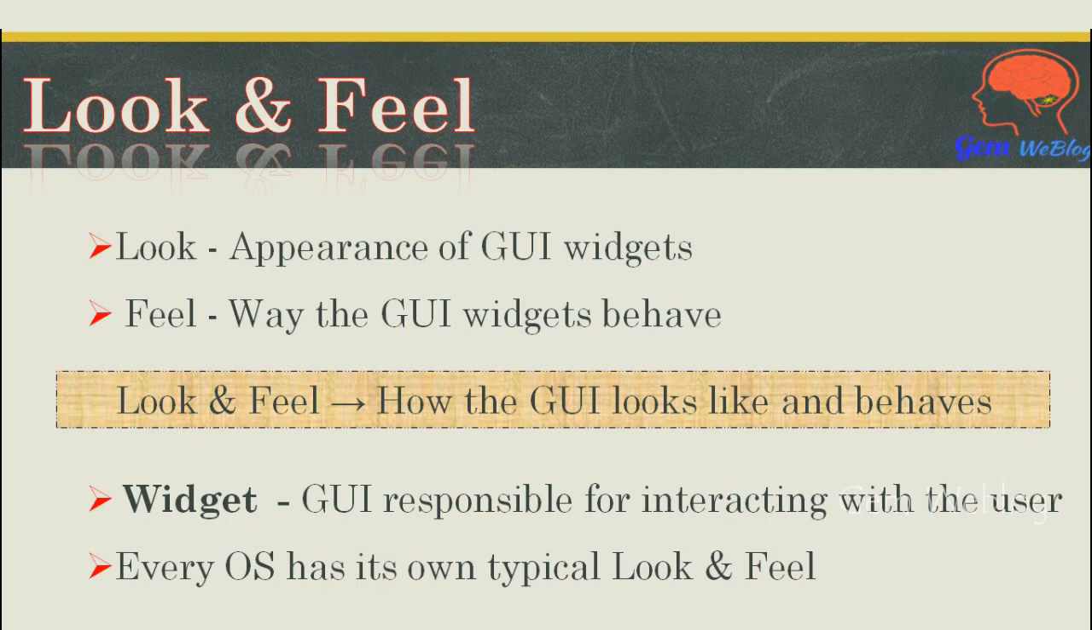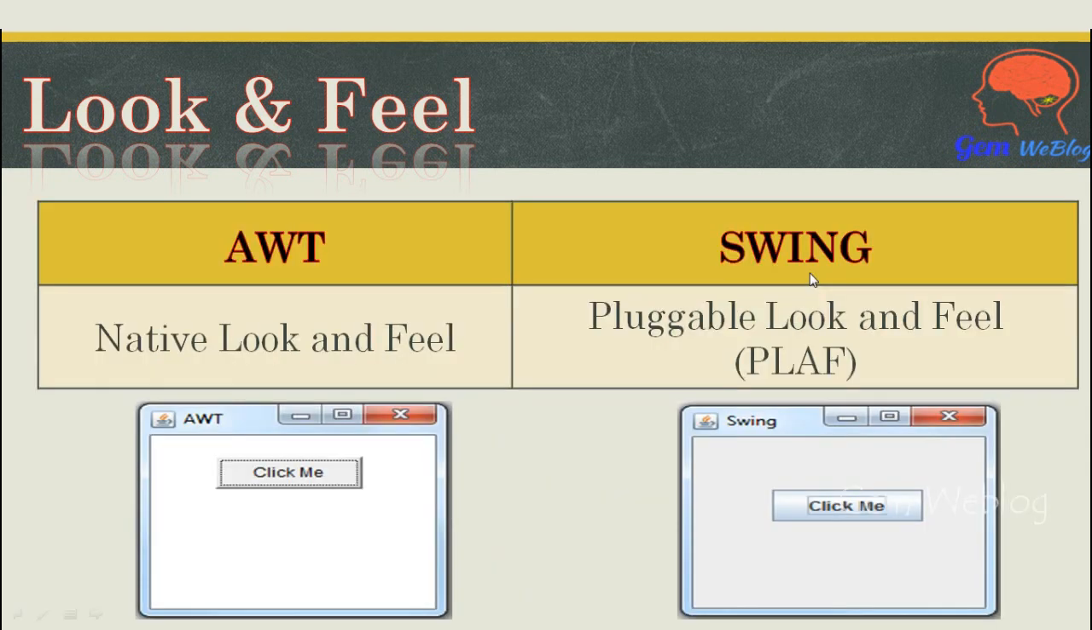What is meant by GUI widget? It is the GUI which is responsible for interacting with the application. We all know that each and every operating system has its own look and feel. Now we will compare AWT and Swing with respect to look and feel. AWT adopts native look and feel, whereas Swing adopts pluggable look and feel.